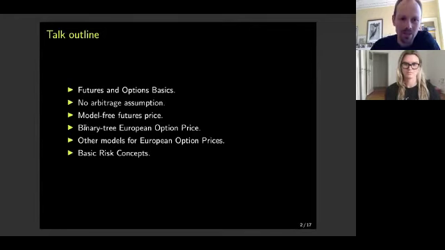But the simple one, really, I would like you all to say, okay, I know how to price an option in a binary tree model. It's actually not that hard. You have to solve two linear equations. So after this talk, you will be able to say, I know how to price options. And then if time permits, I'll talk a little bit about risk and how it's all related to what came already and what will come later.